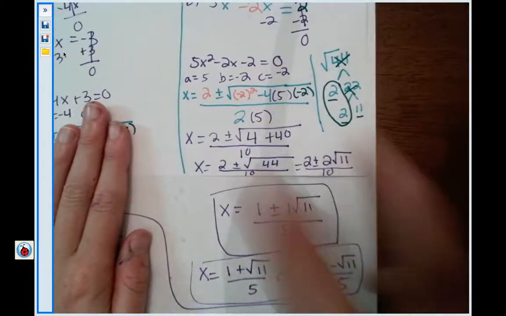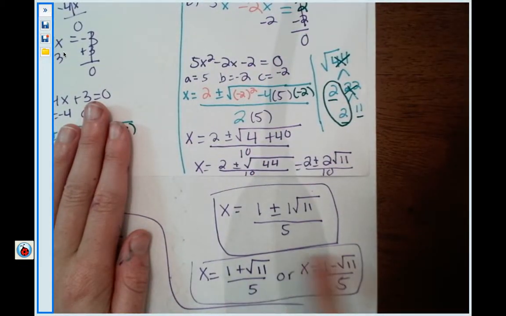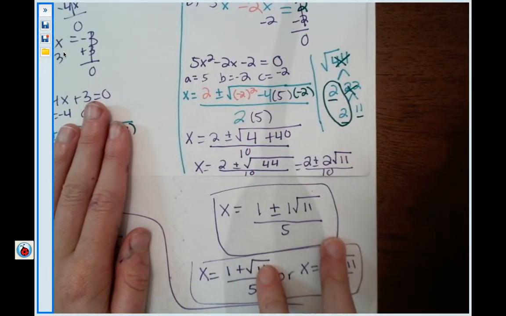Wasn't that problem awesome? So both of these gave us 2 real solutions. This one has 2, even though these kind of look weird, but this one has 2. And then this one also had 2. Awesome job, you guys.